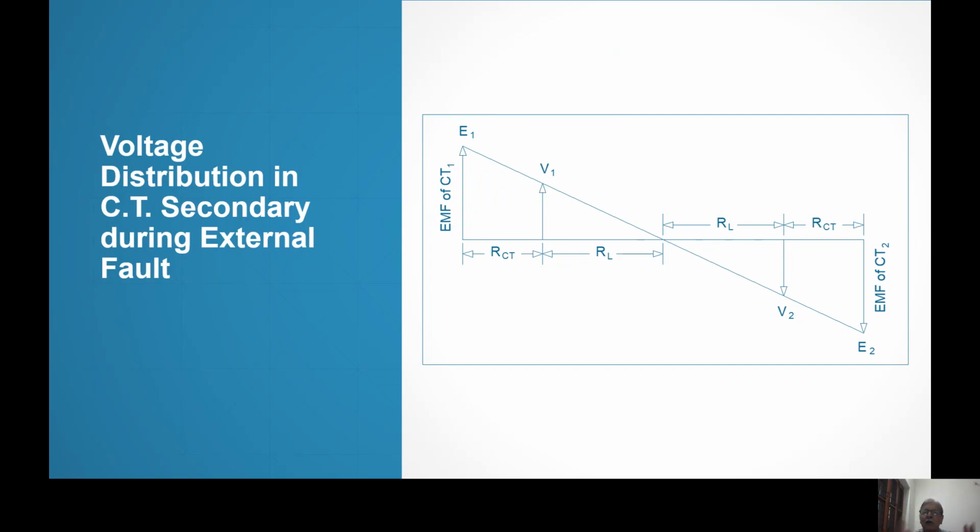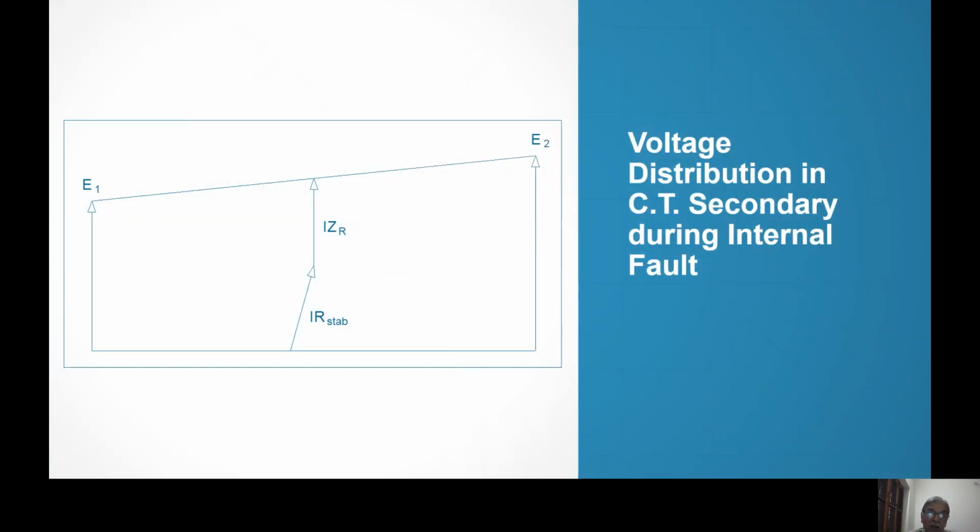EMF of CT1 and EMF of CT2 are the same. They are identical. RCT is the CT secondary resistance, the same for both CTs. RL, we have connected exactly at the middle, which is not possible. This is just ideal. Therefore, V1 equals V2. That is, the voltage measured across CT1 and CT2 is equal, and you have placed the relay at the middle where the voltage is 0. So the relay does not operate. Very ideal.